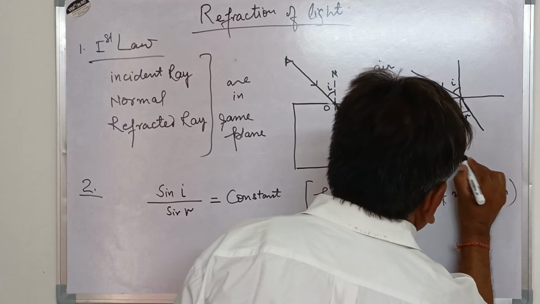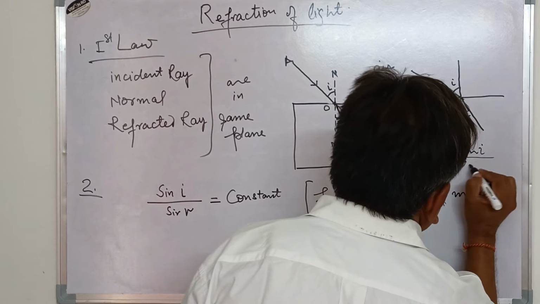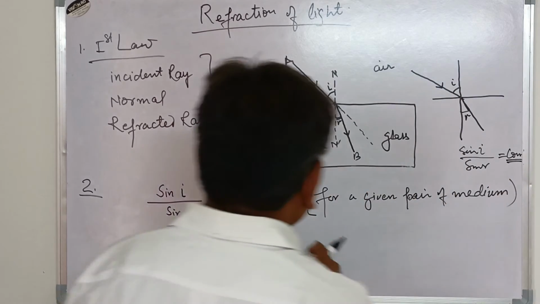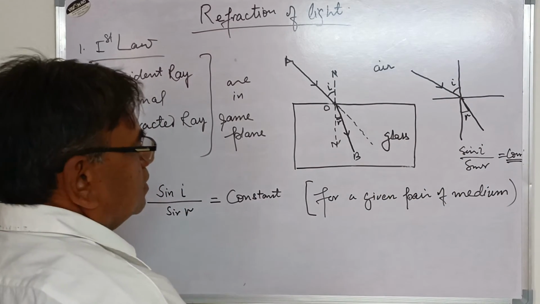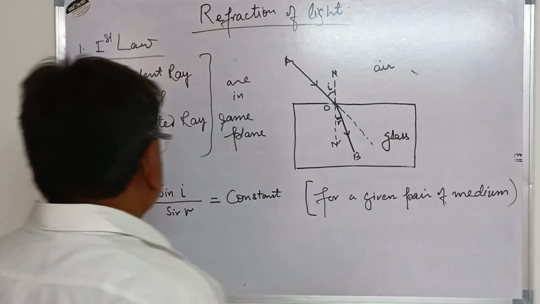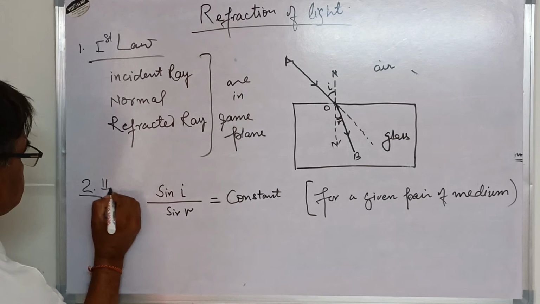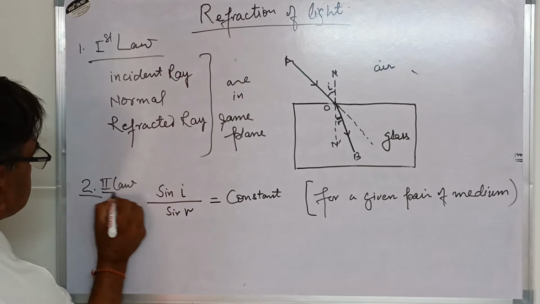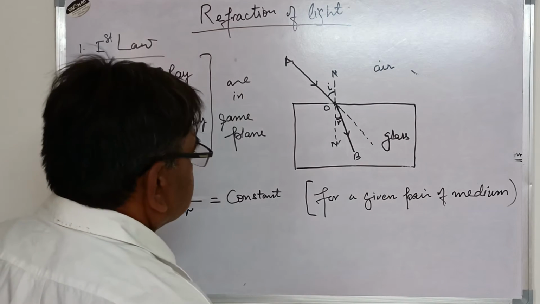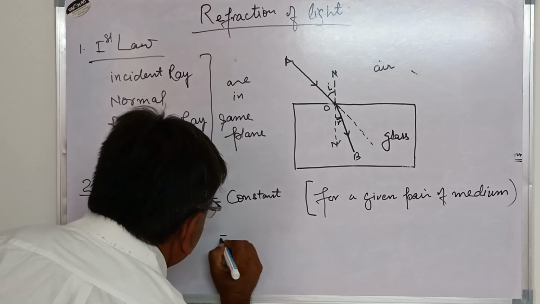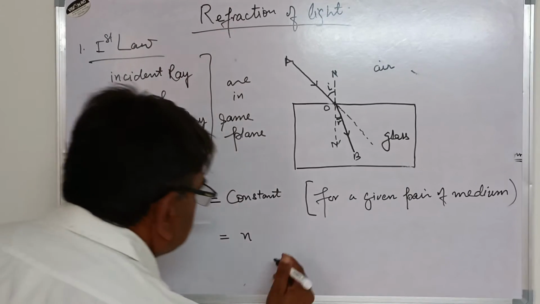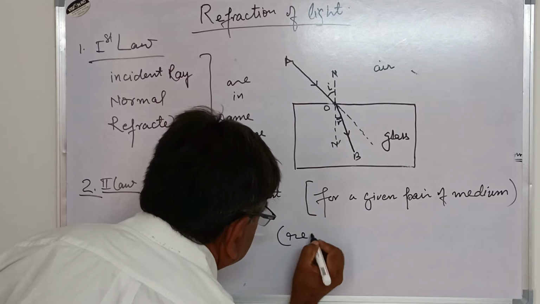Even then, sin i upon sin r is equal to a constant, and that constant will be the same for a given pair. This is the second law. And this constant we denote by n, and n is called the refractive index.